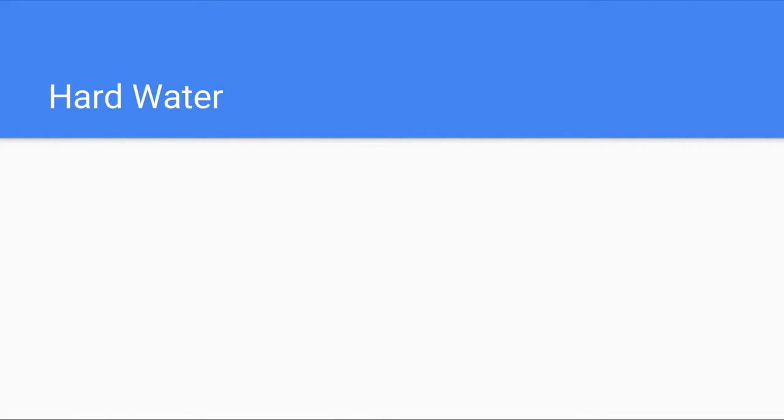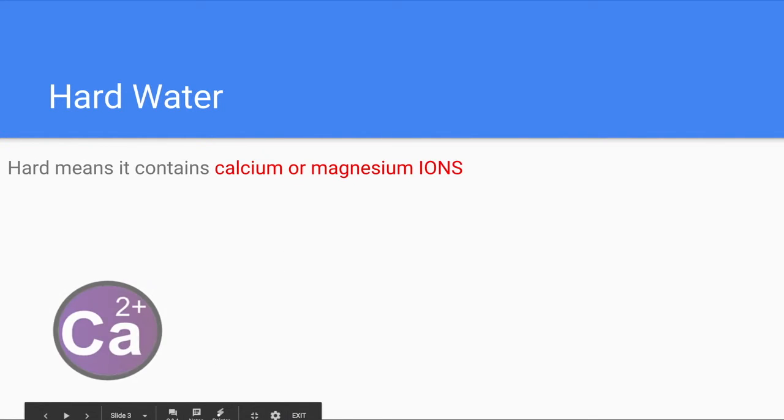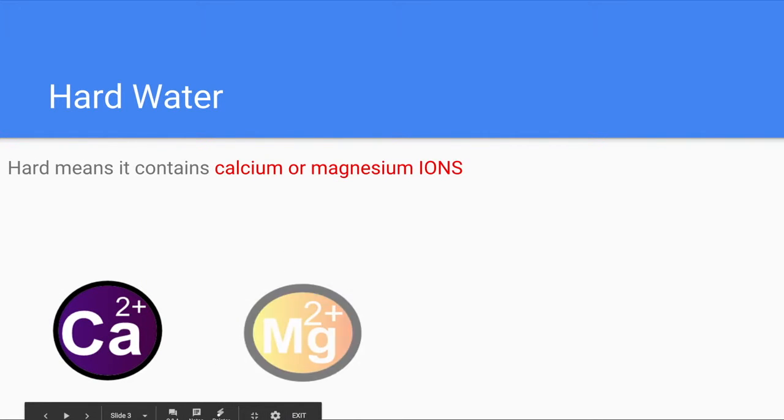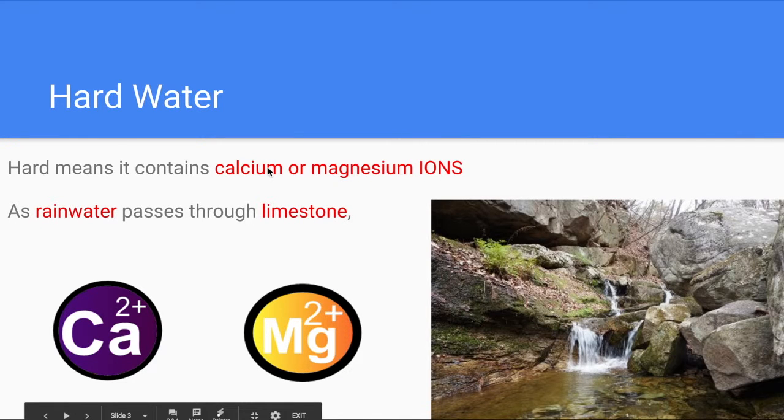Now hard water. What do we mean by hard water? Hard water means it contains calcium or magnesium ions. And it forms because rainwater passes through rocks, specifically limestone, especially for ions like calcium. And some of the calcium ions, or magnesium, but calcium in the case of limestone, dissolve in the water, and this makes the water hard.